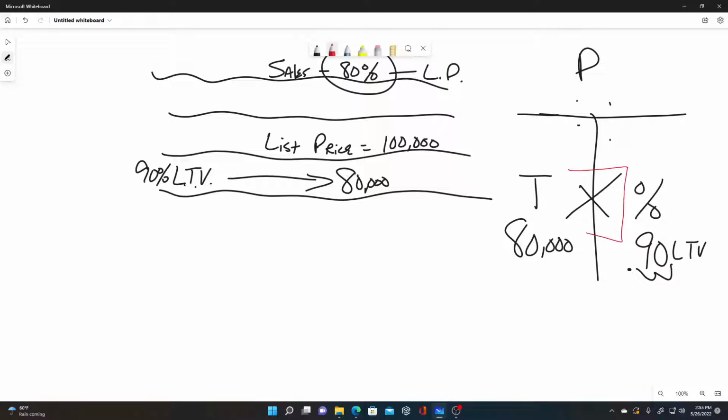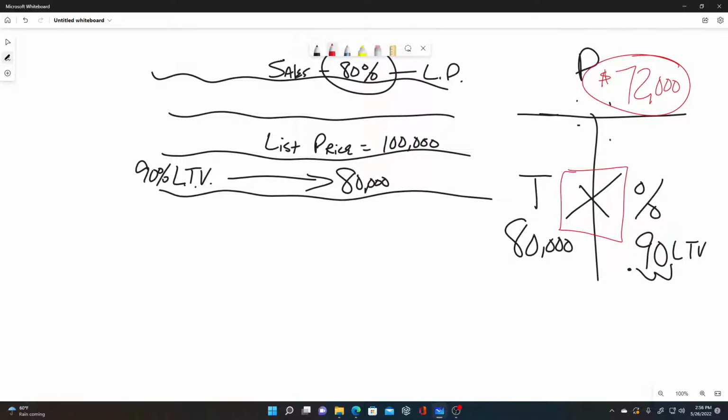So our math tells us to what? Multiply. So 80,000 times 0.90 gives us the answer of 72,000. That is the loan amount.